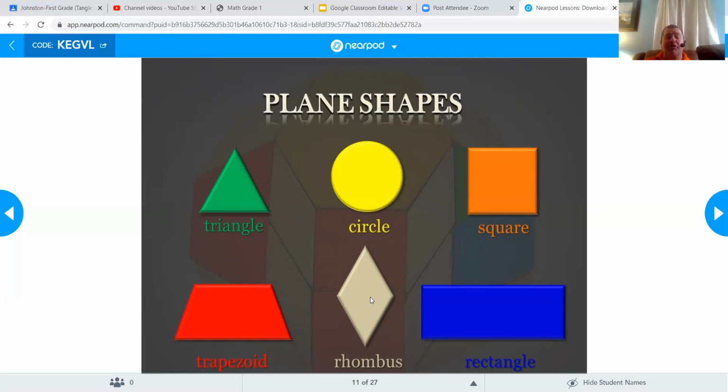The grayish shape in the center is a rhombus. It also has 4 equal sides, and we would say that it's in the shape of a diamond, but this is called a rhombus. And the last blue shape that we have is a 4-sided shape. It has 2 long sides and also 2 short sides, and we call this a rectangle.